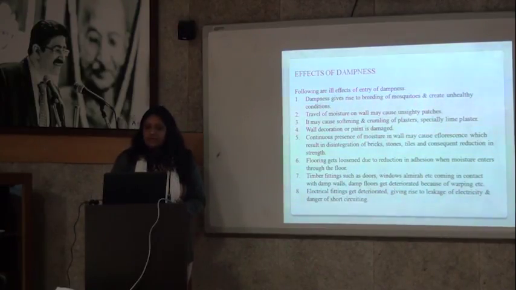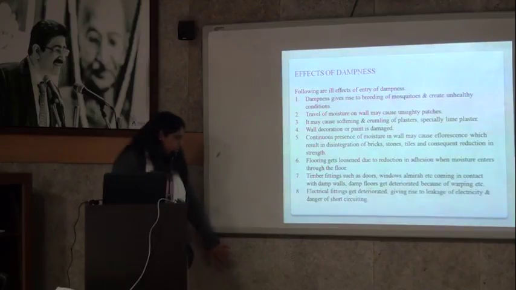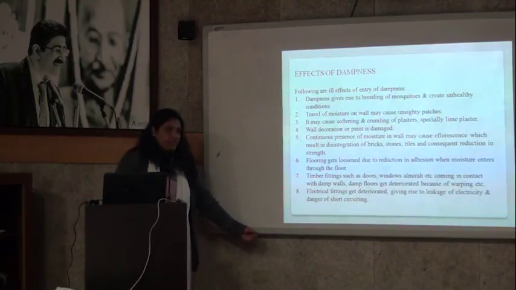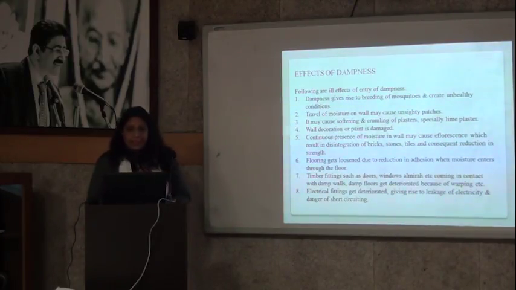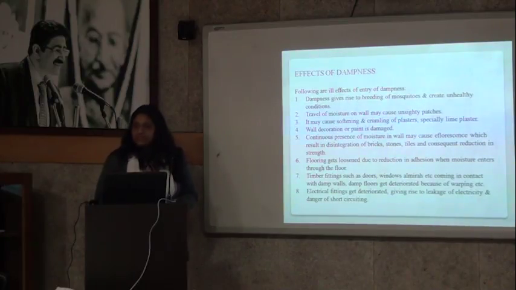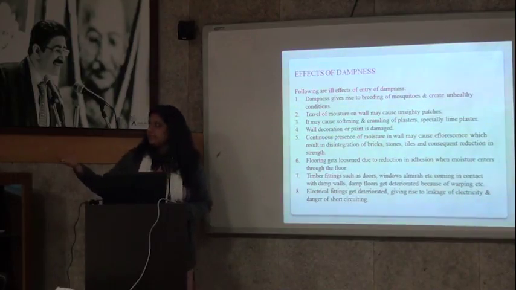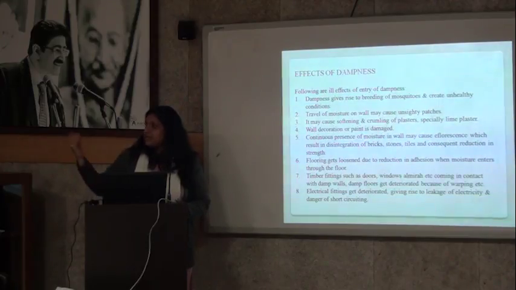It may cause softening and crumbling of plaster, especially lime plaster. Due to the presence of dampness, whatever plaster is done on the walls starts coming off. That crumbling of plaster happens, and that again will ruin the space. Wall decoration or paint is damaged. Whatever wall decoration we do, like the softboard put here, if the dampness comes behind the wall, definitely after a few months or so, this softboard will come off. It will not look like this, what it is looking like right now.